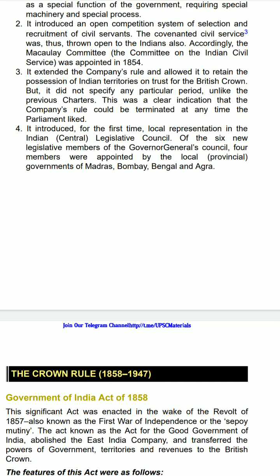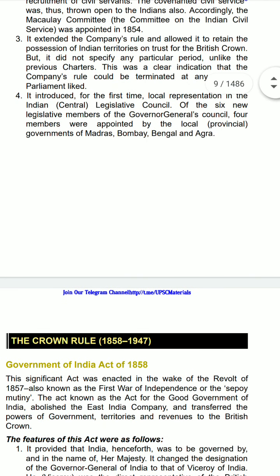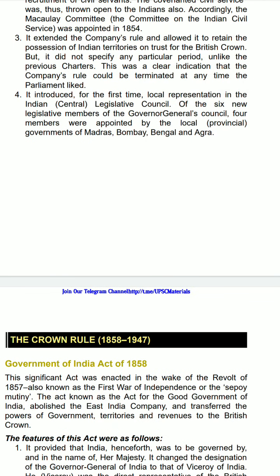It extended the company's rule and allowed it to retain the possession of Indian territories on trust of the British Crown. But it does not specify any particular period. Unlike the previous charters, this was a clear indication that the company's rule could be terminated at any time the Parliament liked.